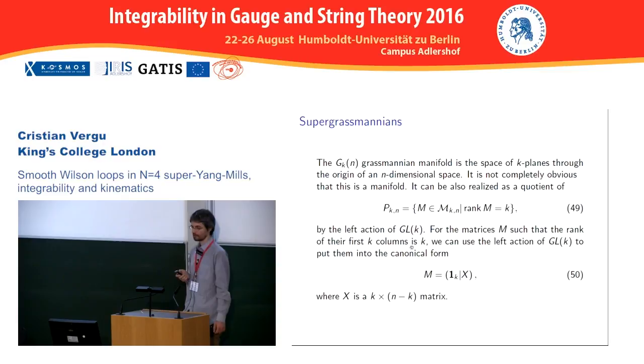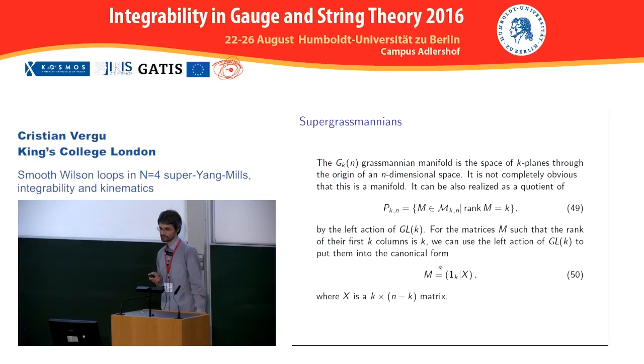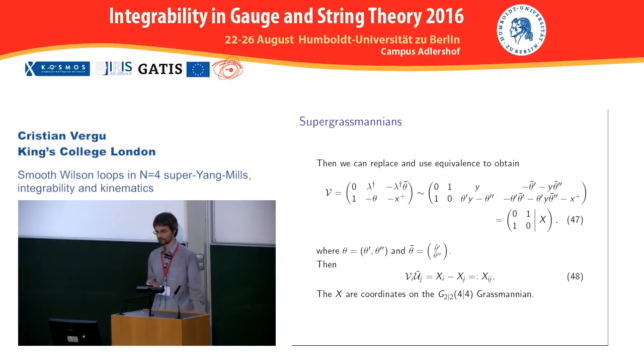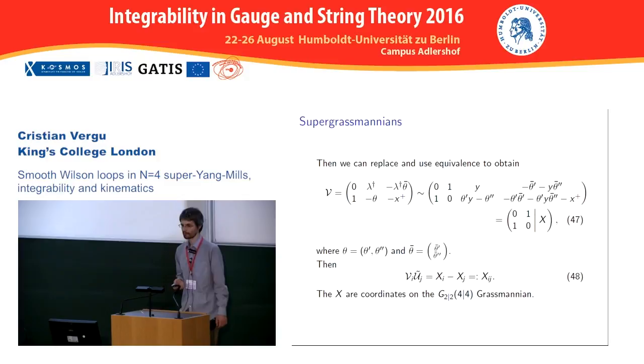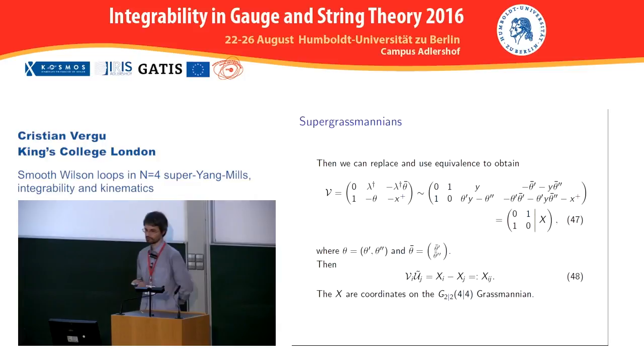And then by this action of GL(K), the matrices can be put in a special form like this. And if you go to the previous slide, you see that I've done the same, except that this is not really the identity, but a slightly different matrix. One thing to emphasize here is that if I write V in this special gauge with X defined by this matrix here, then the product V times U tilde is actually a difference of coordinates. And these X are coordinates on a 2/2 inside 4/4 Grassmannian.